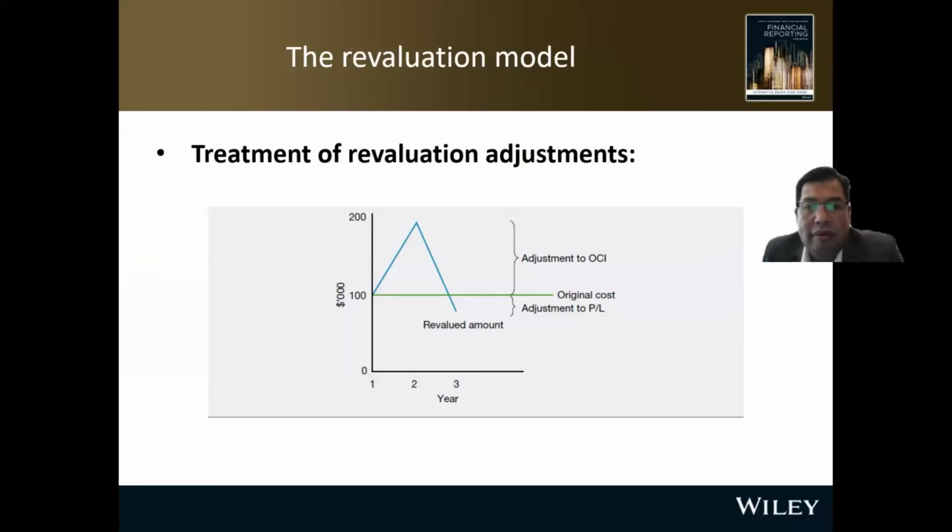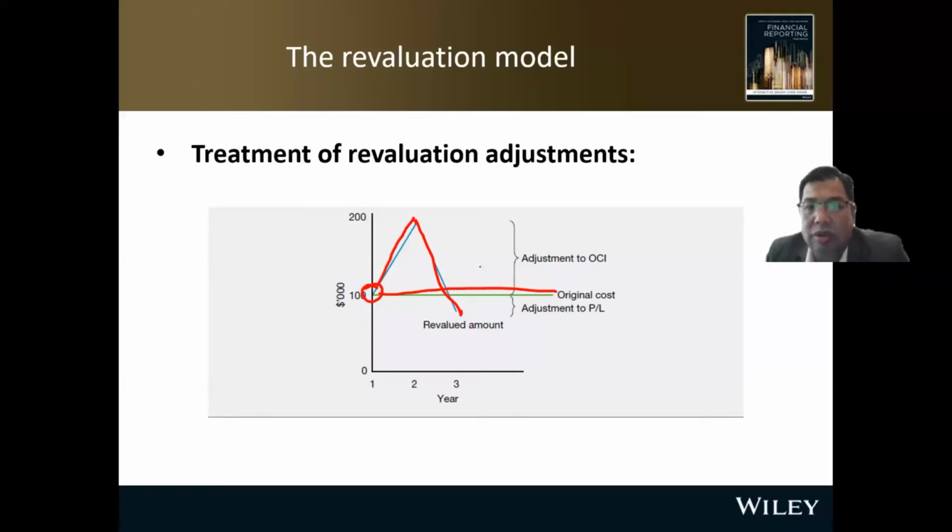For example, if you look at this graph, the value of this asset originally is 100,000. Now it increased to 200,000. Okay, this is year 2. Later on, when you make the valuation, the value of this asset goes below the original cost.